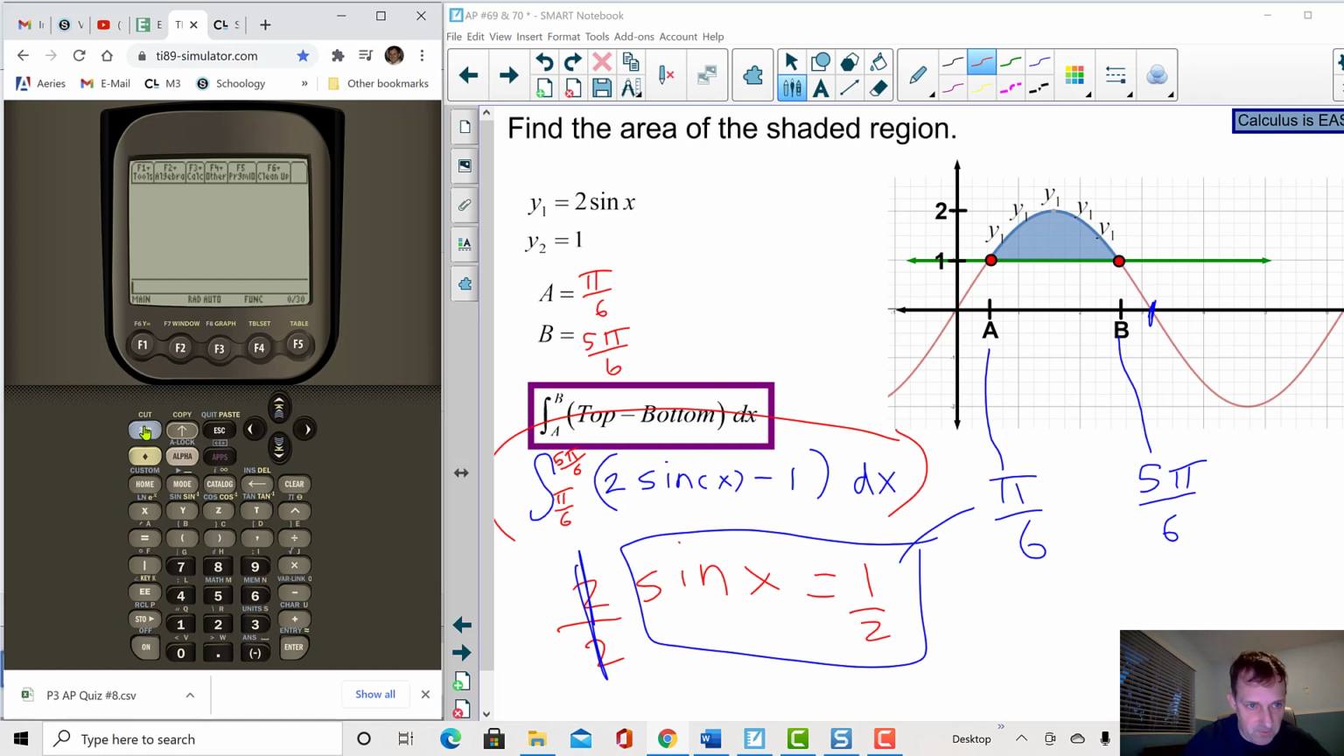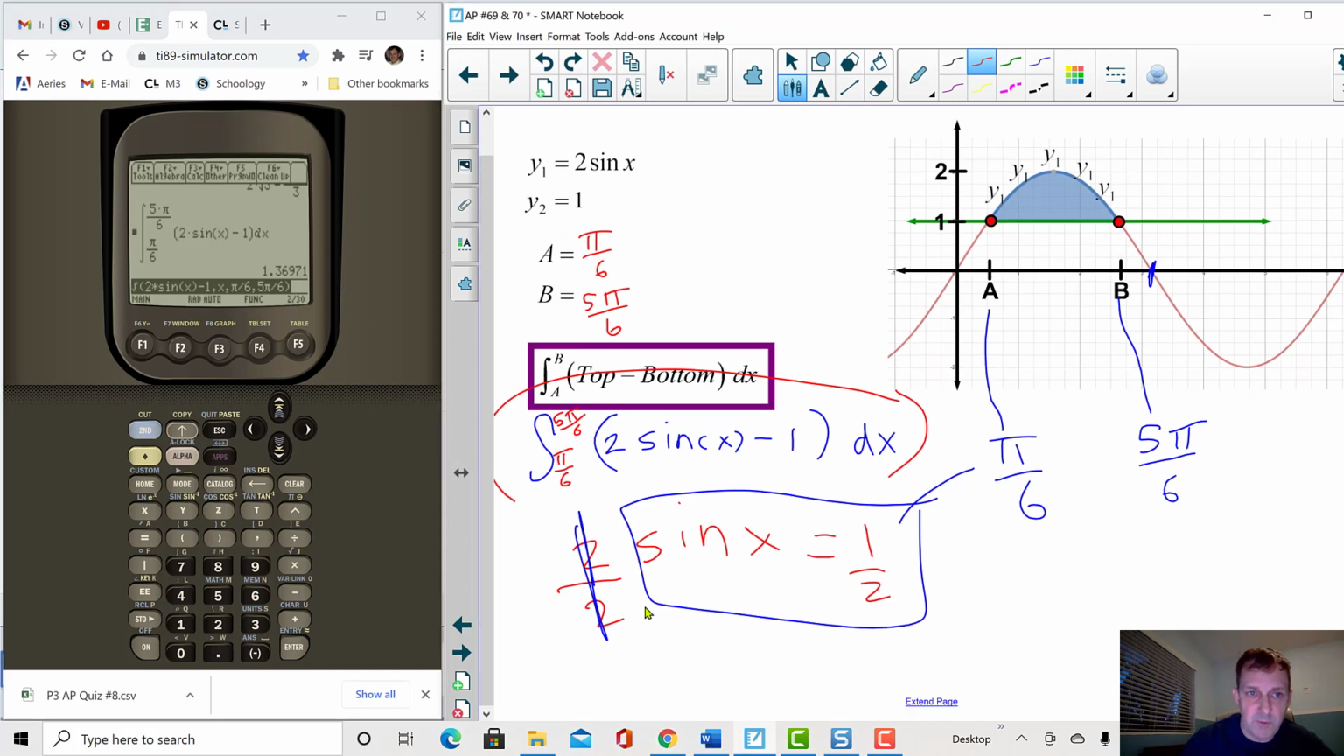So I'm going to do the integral. My function is going to be 2 times sine of x minus 1. Then I'm going to push a comma x because I want to evaluate my x from. So I'm going to push comma. And we're going from pi/6 to 5 pi/6. Don't forget that right parenthesis. So we'll push enter. If we push enter, it gives us this exact value. Or I can push diamond and enter, and it will give me this decimal approximation.